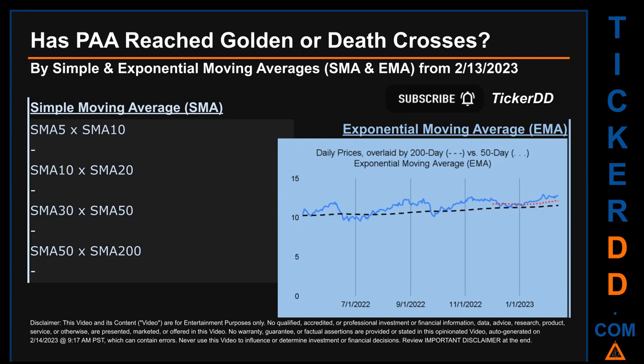Essentially, a golden cross is a bullish signal. It appears when a ticker's short-term moving average crosses above its long-term average. Vice versa, a death cross is a bearish signal when the short-term crosses below its long-term moving average.